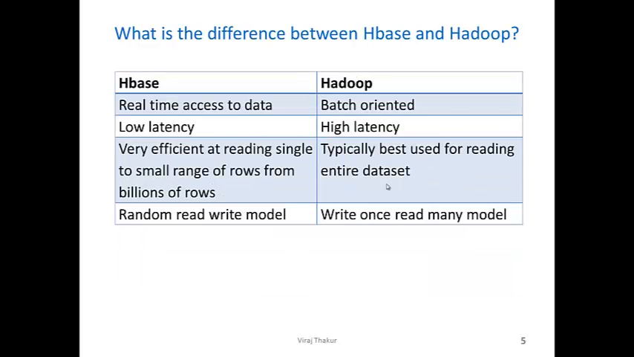So why do we need HBase if we have Hadoop? HBase provides fast, real-time access to data, whereas Hadoop by its very nature uses MapReduce, which is batch-oriented in nature. HBase is built for performance and provides low-latency responses to queries. Hadoop, since it is a batch processing system where the user submits jobs and is notified when the job completes, is a high-latency model. HBase is very efficient at reading a single row or a small range of rows from billions of rows, whereas Hadoop is typically best used for reading the entire dataset.